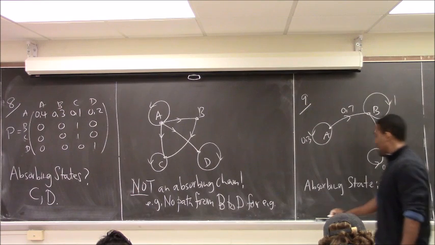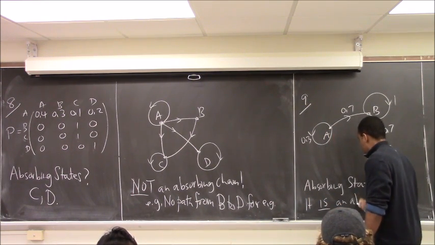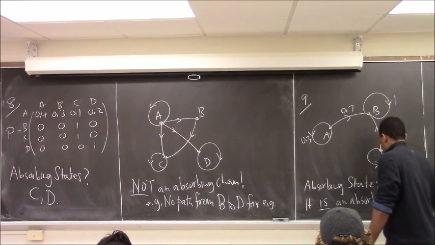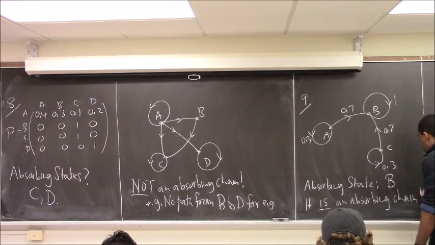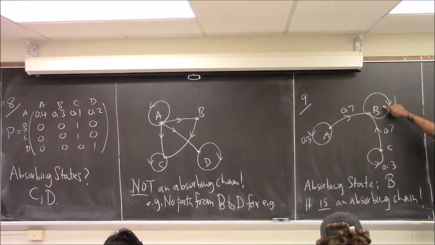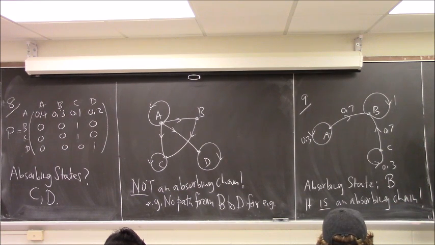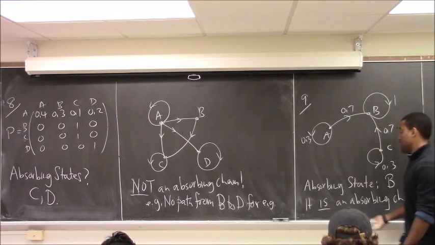Is it an absorbing chain? It is an absorbing chain. And here, we know it's an absorbing chain because B is the only absorbing state. I should be able to get from any non-absorbing state to the absorbing state. And since both A and C travel to B, it's an absorbing chain.